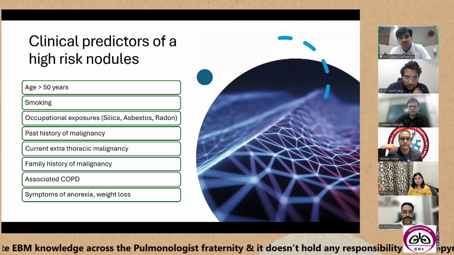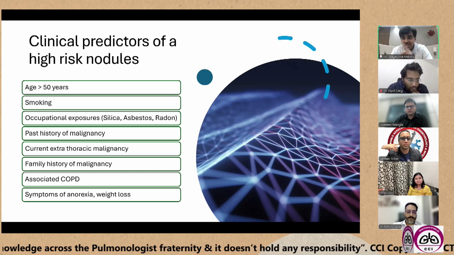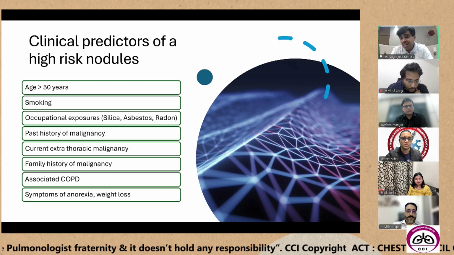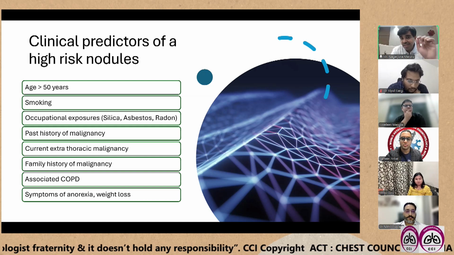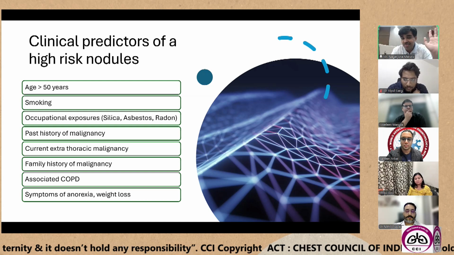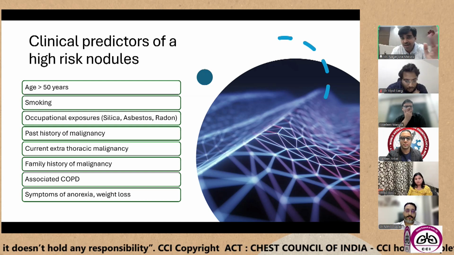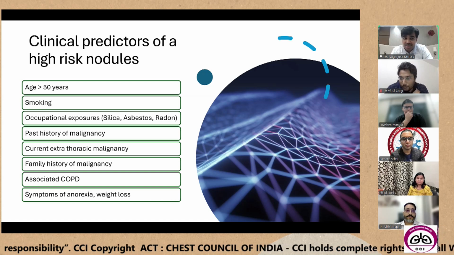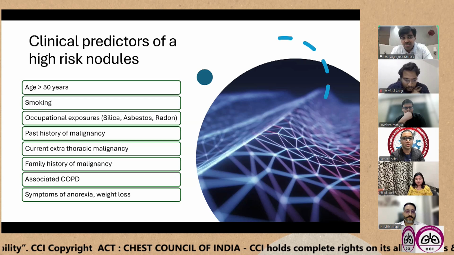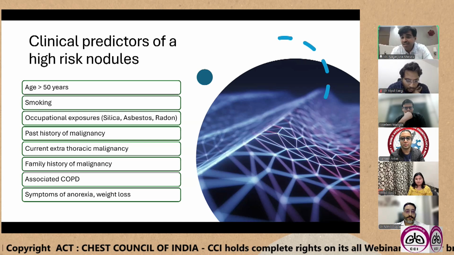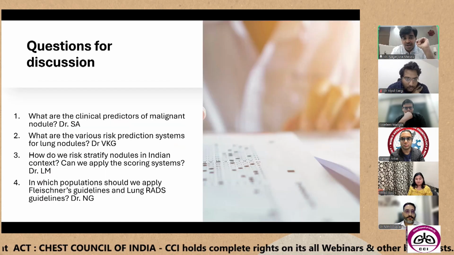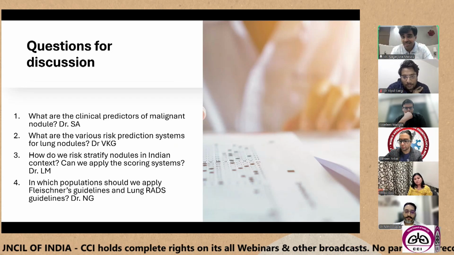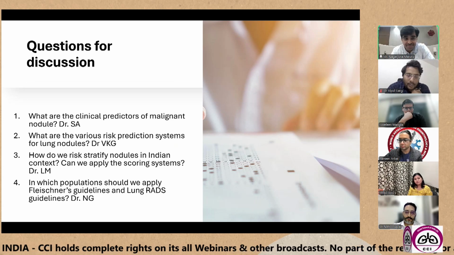Perfect. What Samir has summed up are these: age, smoking, occupation. This is very important. Past or current malignancy. You should have a very high index of suspicion if a person has a past history or a current extrathoracic malignancy. Family history of malignancy also is important to ask. Associated COPD or symptoms. These are all the important clinical predictors of a high risk nodule, I would say. Now, are there any scoring systems or risk prediction systems which can guide us? So, Dr. Vipul, can you throw light on this?